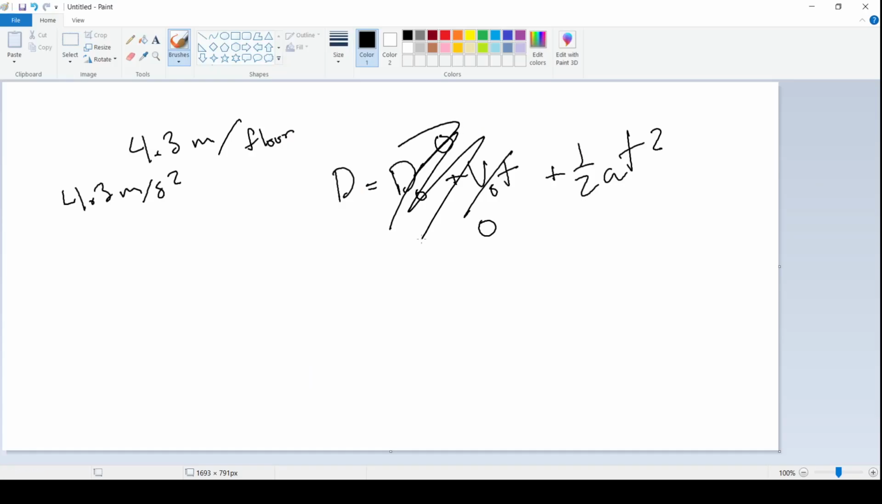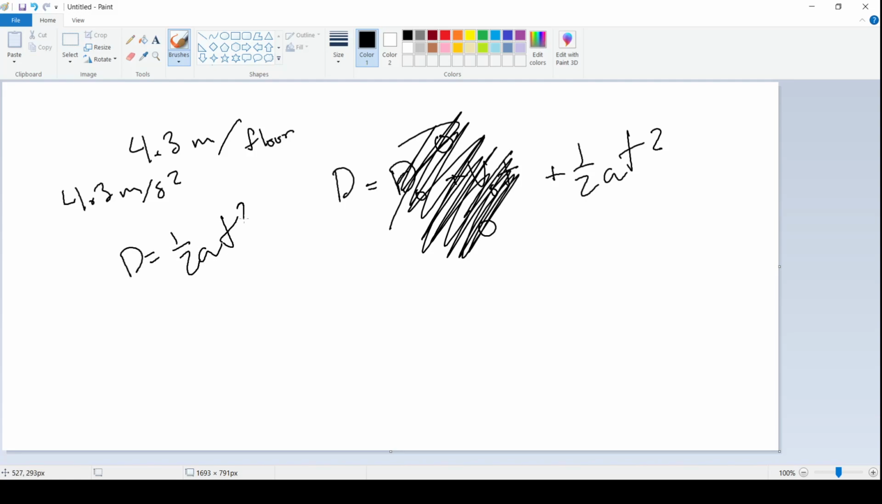We don't need any of this at this point, okay? We don't need any of this, so d equals 1/2 a t squared. Okay, now we know our acceleration.